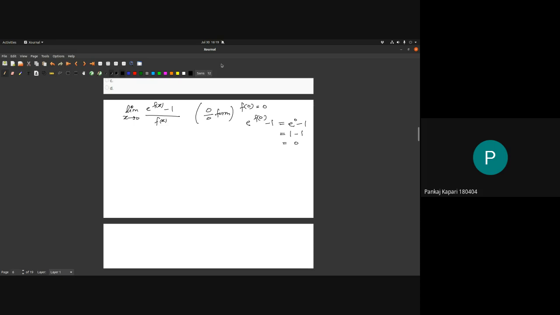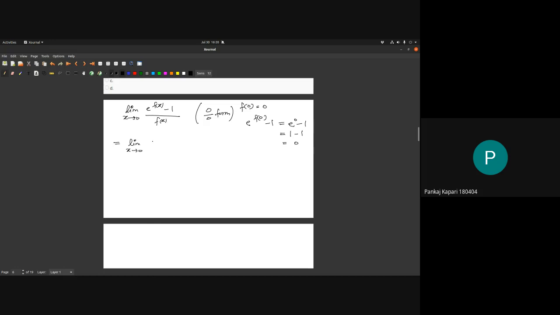So what can you do for this problem? Because this is a 0 by 0 indeterminate form, you can apply L'Hopital's rule, right? L'Hopital's rule says that this limit under the given condition is equal to the limit as x tends to 0 of the derivative of the numerator divided by the derivative of the denominator, right? That's why your function f is given to be differentiable at 0. So we just take the derivative of the numerator.